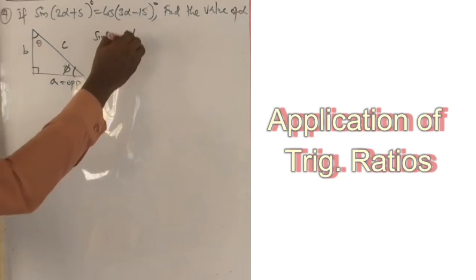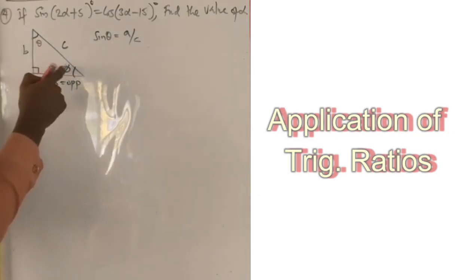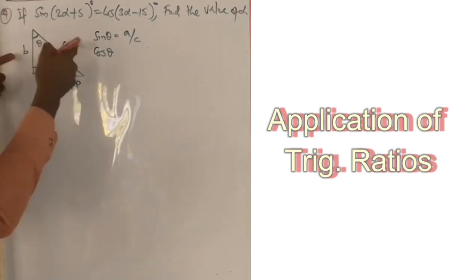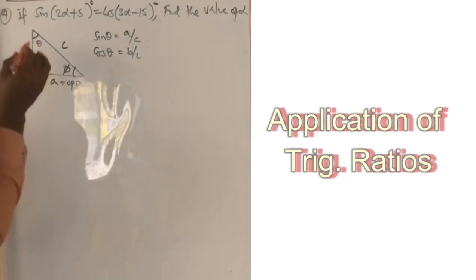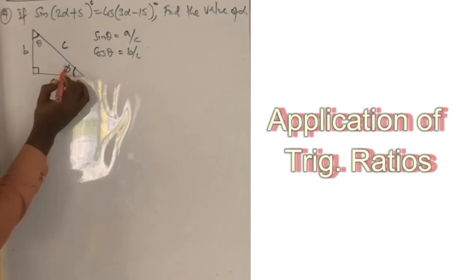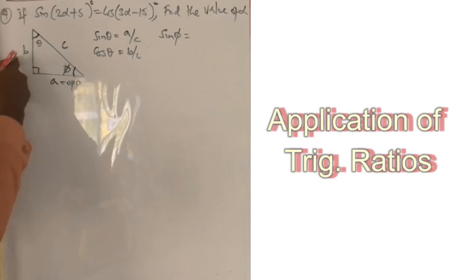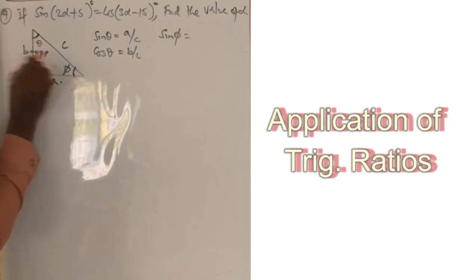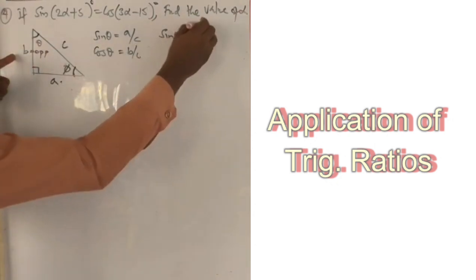Opposite over hypotenuse, A over C. Let's do cos also. Cos theta will be adjacent over hypotenuse, and the adjacent is B over C. But if you are considering the second angle phi, what will be the value of sin phi? In this case, B will now be the opposite. The hypotenuse is always fixed. If we are not considering this angle, B is no more the adjacent; B is now the opposite. So in this case, sin phi is going to be B over C.